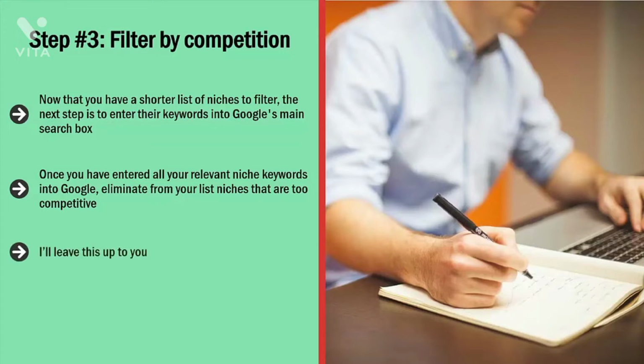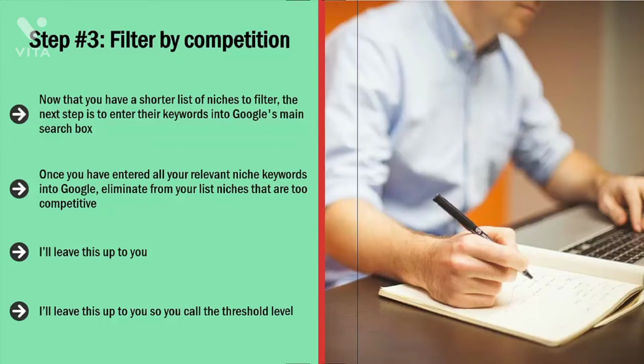I'll leave this up to you. It all boils down to your comfort level. Some people are comfortable with a tremendous amount of competition. Other people would like something more manageable. I'll leave this up to you so you call the threshold level. Maybe you can deal with 1 million pages. Perhaps you are more at ease with 300,000 or fewer pages. Whatever the case may be, apply it uniformly across all the niches you have left on your list.